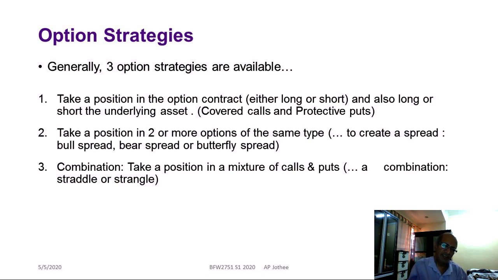The third strategy is combination. Take a position, a mixture of calls and puts, and also the underlying. A combination of straddles and strangles and all these things. Well, at this moment, you might be wondering what is straddle, what is strangle. These are the option terminologies which you will be using to identify what is the strategy you're going to do.